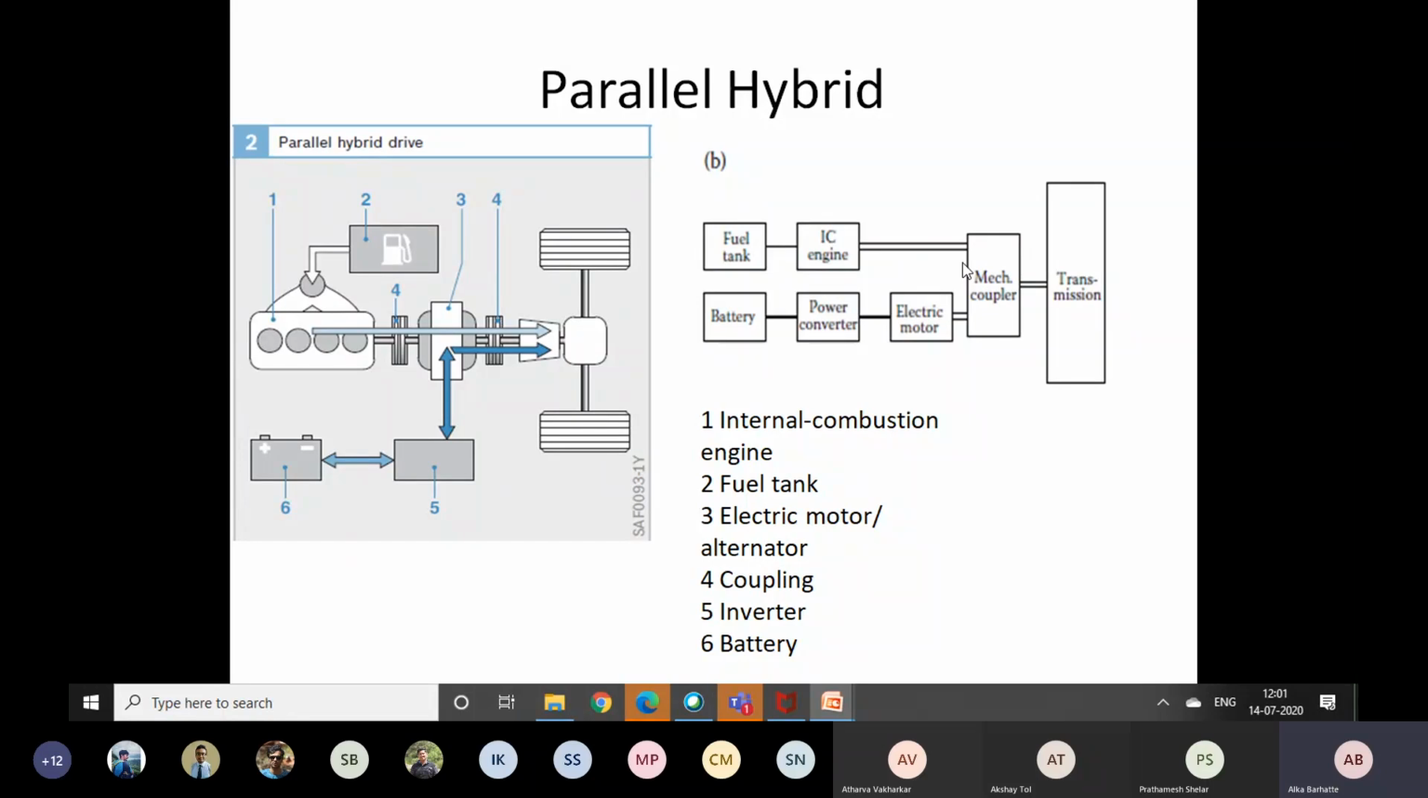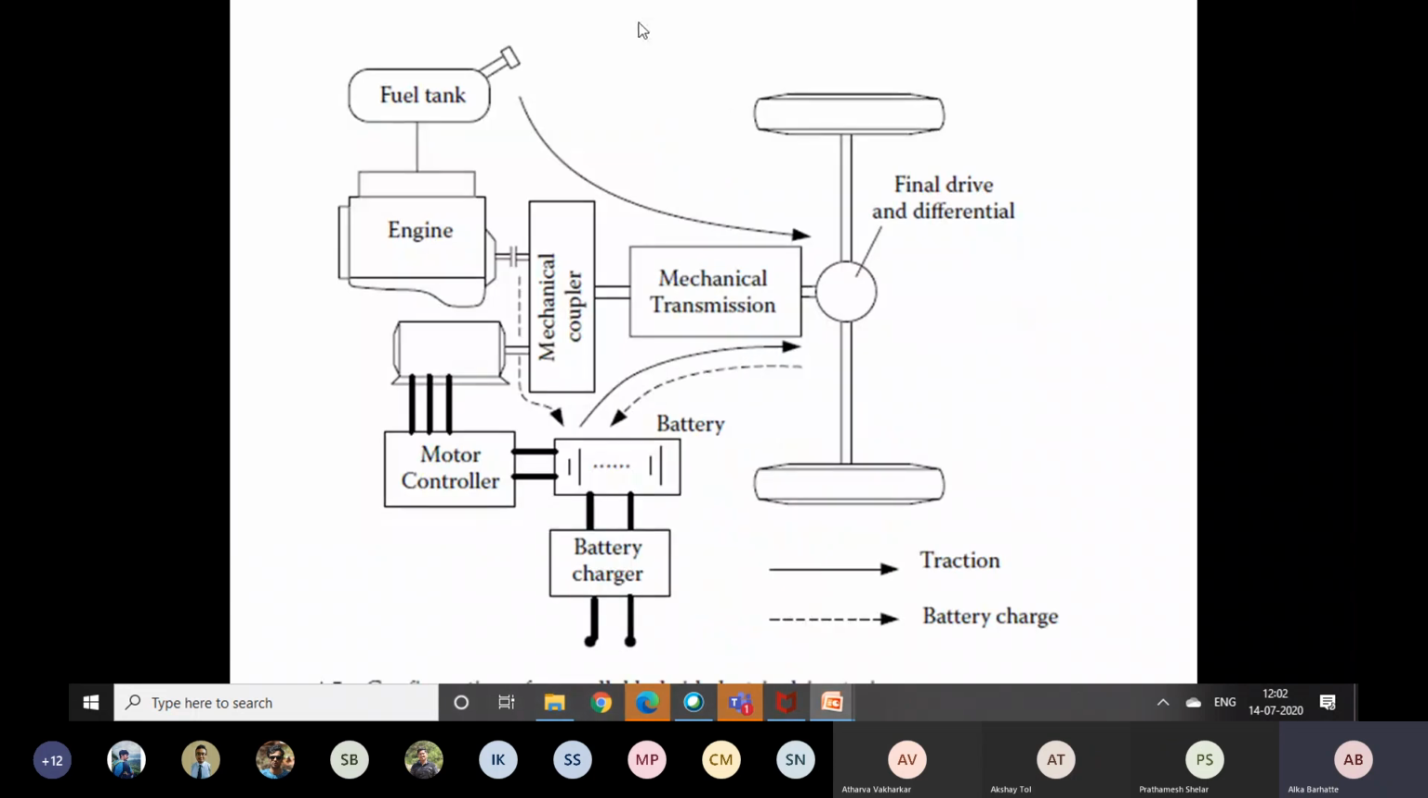As we have discussed, it will work in all those 7 modes: individual power supply from the IC engine, and individual power supply from the electric motor. Combined, we can give power to the transmission. The power from the IC engine and electric motor can be used, and excess power can be used to recharge the batteries. Here you can clearly observe that excess power can be used to charge the batteries.